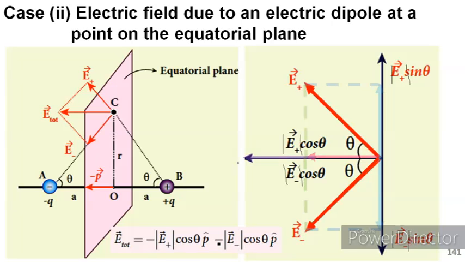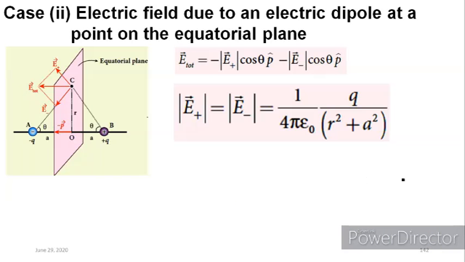So here we have the minus sign only because these two vectors, E plus cos theta and E minus cos theta, the parallel components, are acting along this direction, which is opposite to the direction of P vector. That's why we have the minus sign here. We have already written the magnitude of E plus vector and E minus vector, that is 1 by 4 pi epsilon naught into Q by R square plus A square, isn't it?